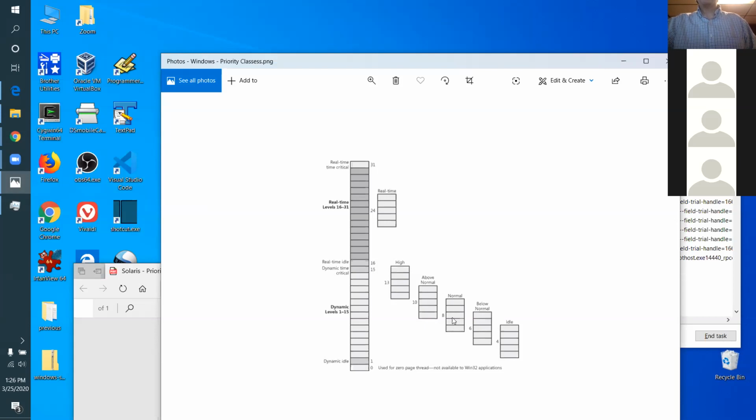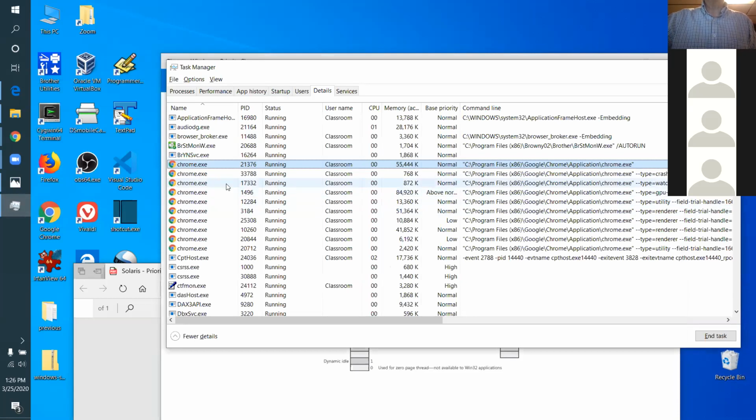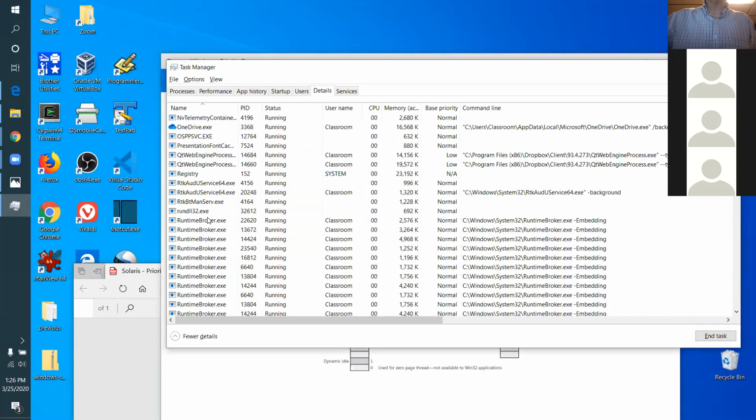And almost everybody's in the normal class. So if you want to mess up your computer, write an infinite for loop and put it in high priority. It'll lock out everything else. Everything from here down will get locked out. Task Manager, I believe, itself runs in above normal. Let's see, so you're not likely to lock out Task Manager. Let's see, where's Task Manager?